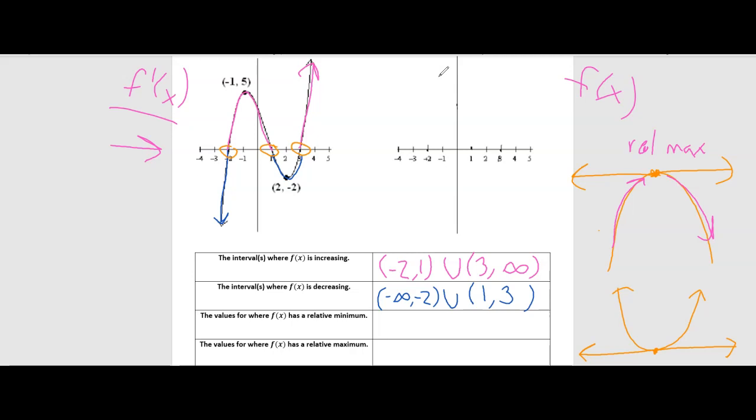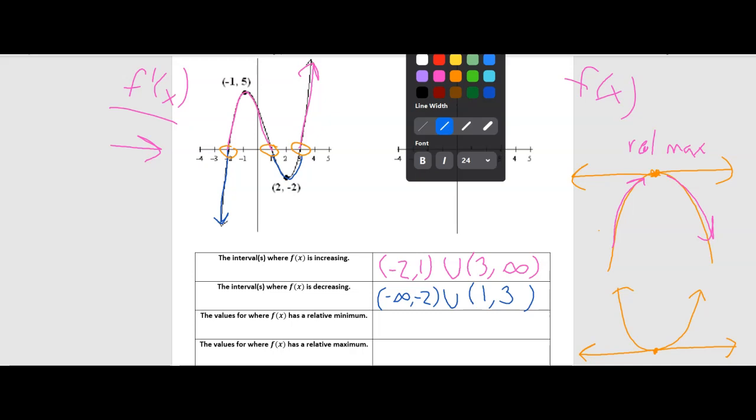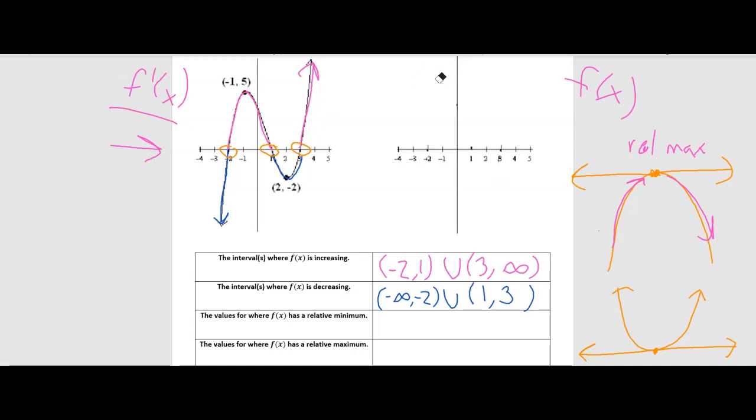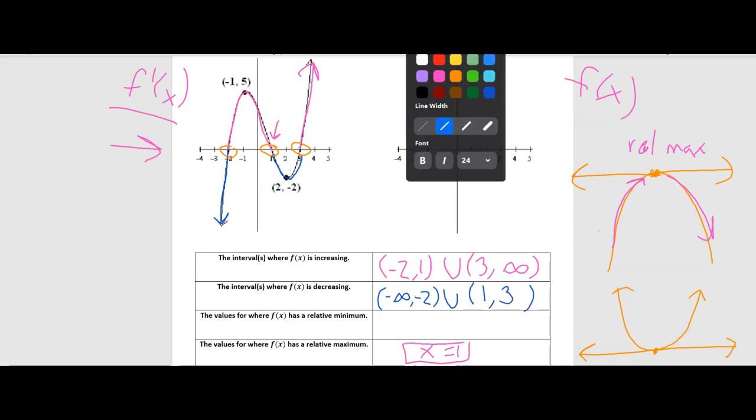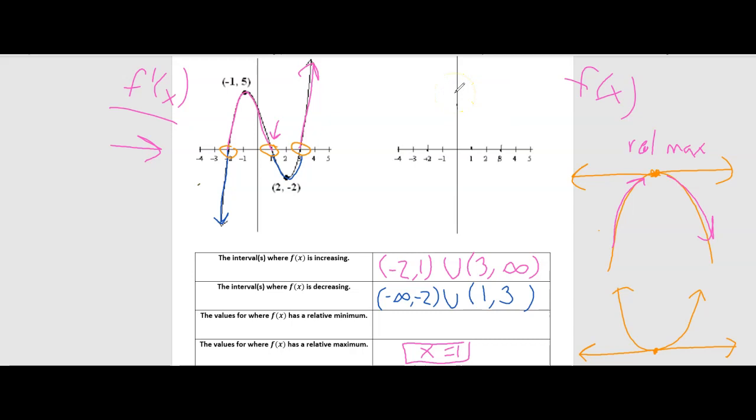Well, at x equals -2, it is not going from positive to negative there. The only place that it's going from positive to negative is x equals 1. And we said this was for a relative max. So x equals 1 is our x coordinate for a relative max of the original function. The relative minimum, where the derivative goes from negative to positive, is at x equals -2 and at x equals 3.